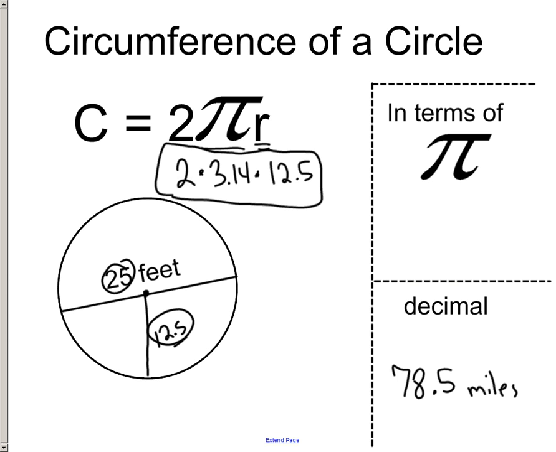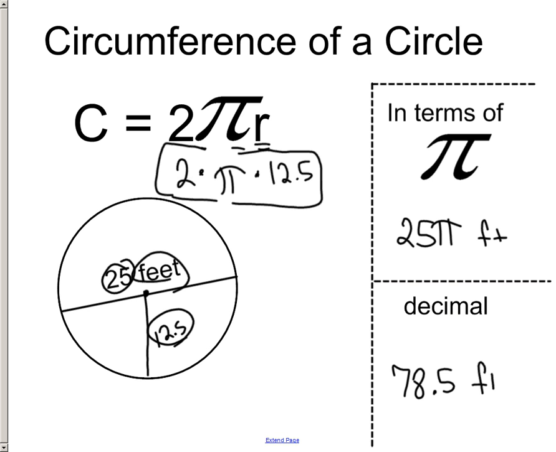Now again, if they ask you to solve for the circumference in terms of pi, you don't plug in 3.14, you just leave pi in there. And so 2 times 12.5 is 25. Slide the pi on the end, and don't forget your units. And I'm sorry, it's not miles. I wasn't paying attention there. This example, it's feet. So it's 25 pi feet, and this was 78.5 feet.